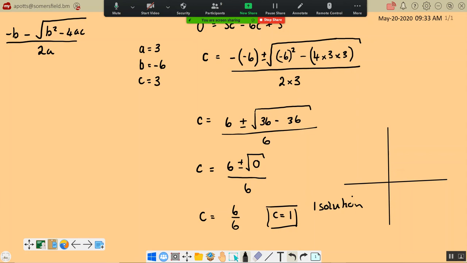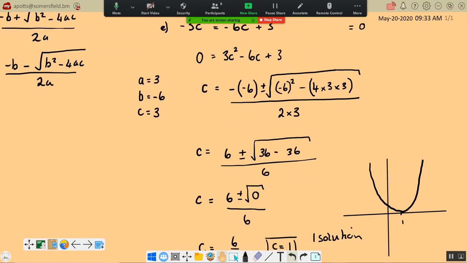Yeah, so if I put a 1 there, I know my curve is going to come down and just touch at 1 and then go back up. So there is only one solution. So that's fine. All right. So be careful when you use the quadratic formula.